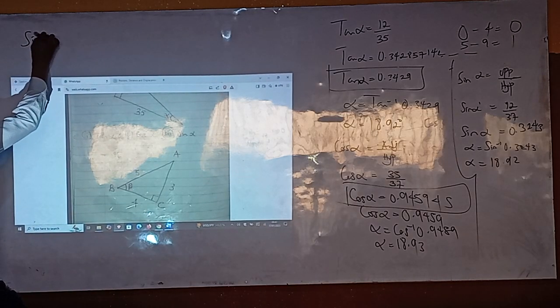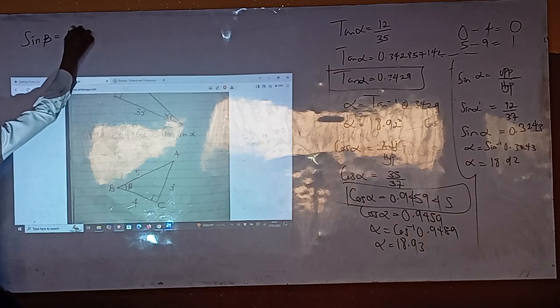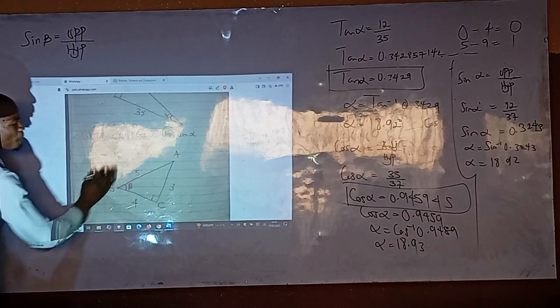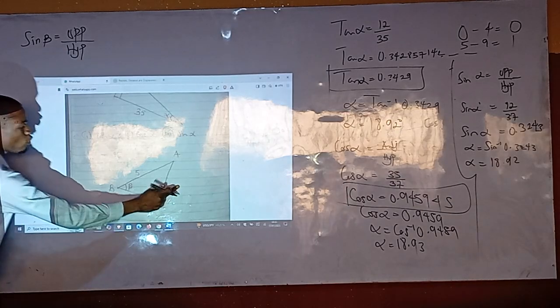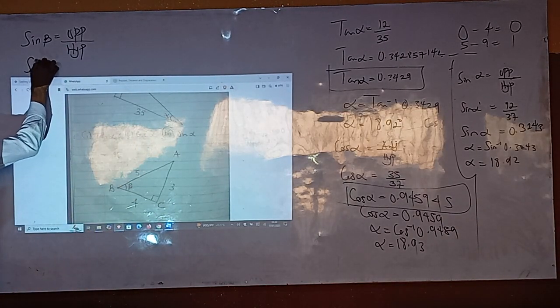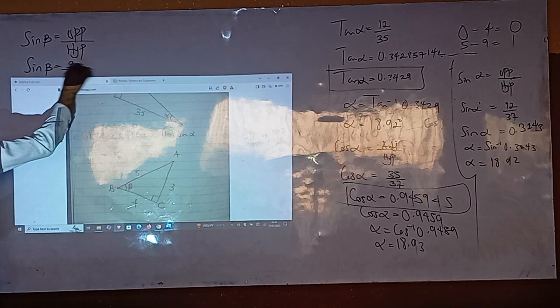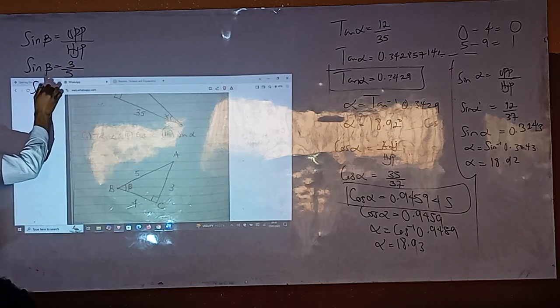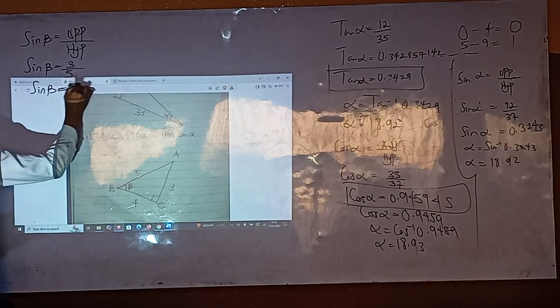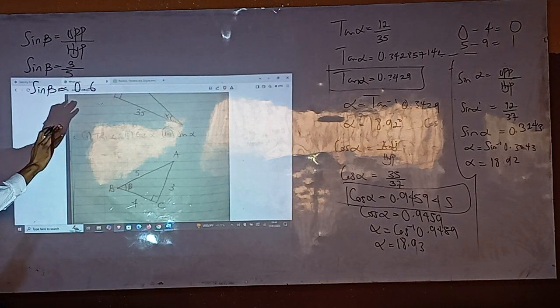The sine formula, right? Sine beta equals opposite over hypotenuse, right? Where is the opposite here? 3. Where is the hypotenuse? 5, facing 90 degrees. Sine beta: opposite is 3, hypotenuse is 5. Sine beta is 3 over 5, and this is 0.6 only, right?